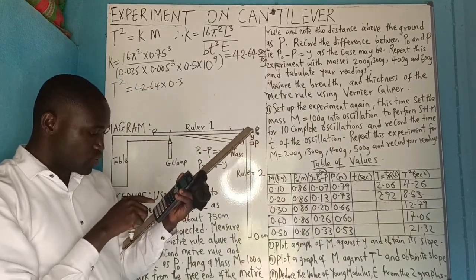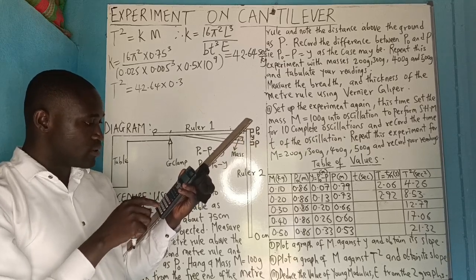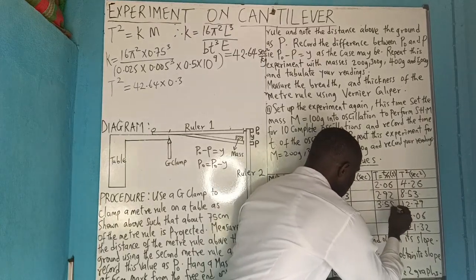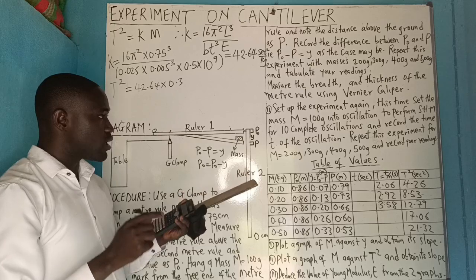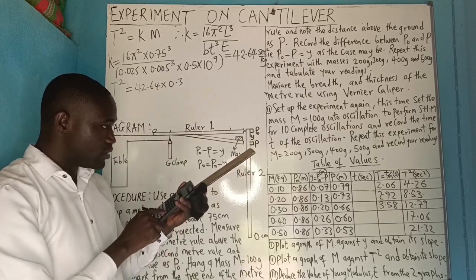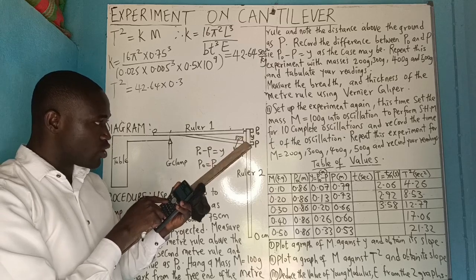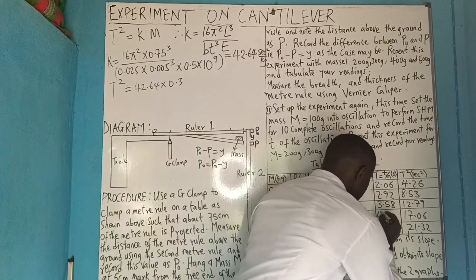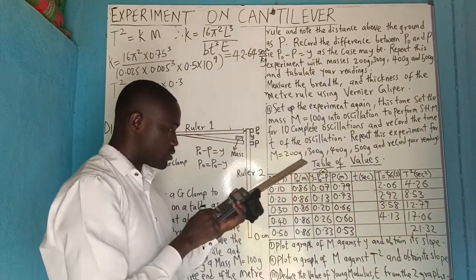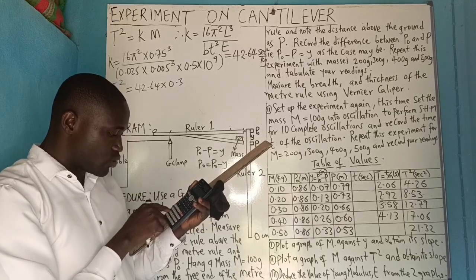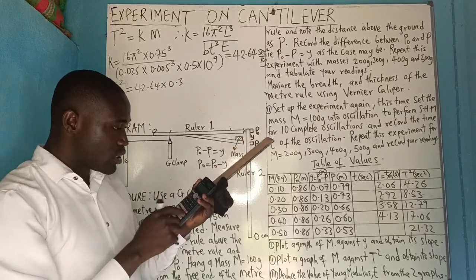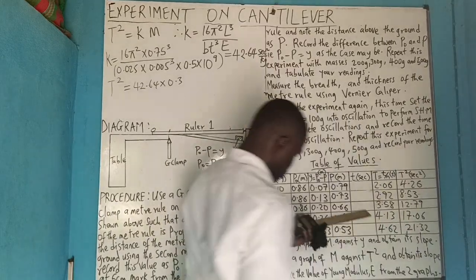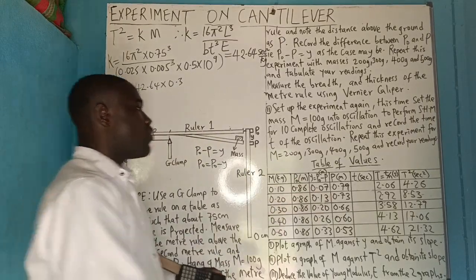Square root of 12.79 will be giving you 3.58. Then square root of 17.06 will be giving you 4.13. Square root of 21.32 will be giving you 4.62. Okay? Yes. Now we go to our T.